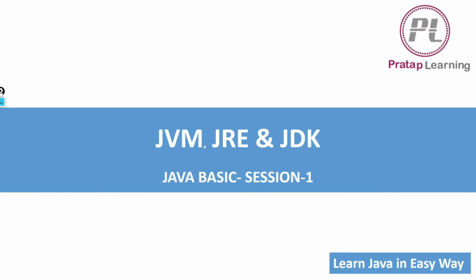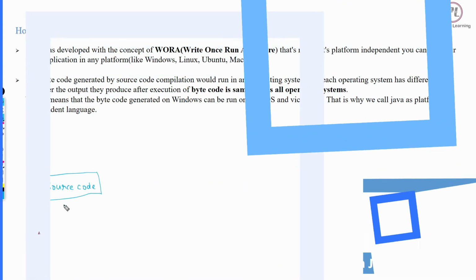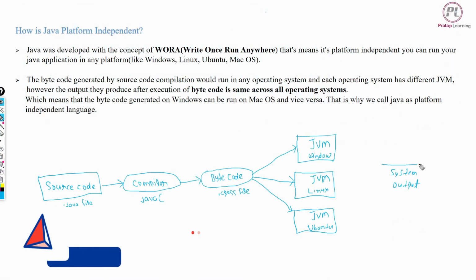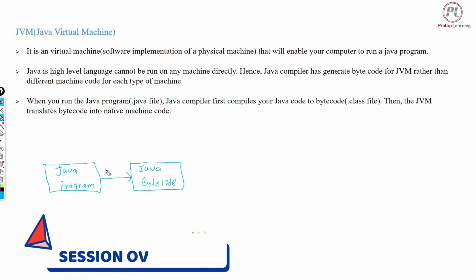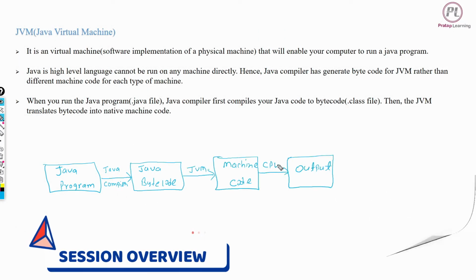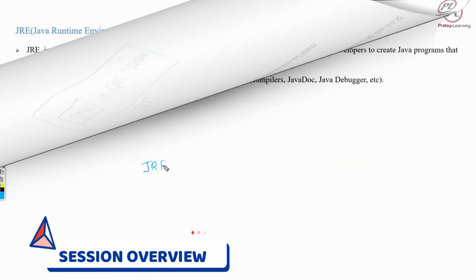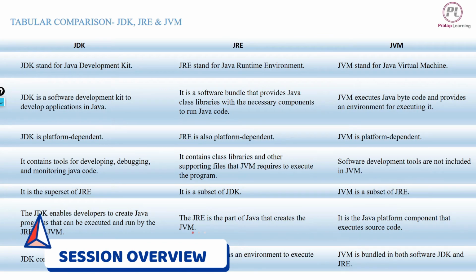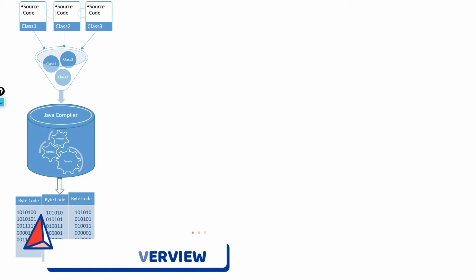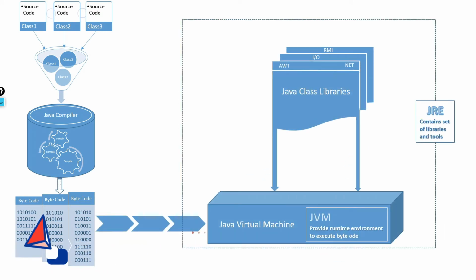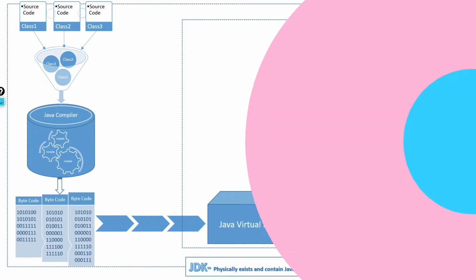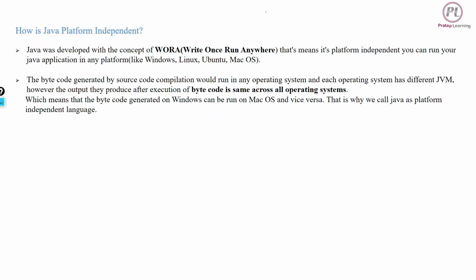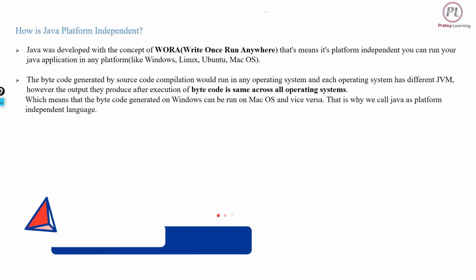So today we will cover JVM, JRE and JDK. In this video we will discuss platform dependency and complete details of JVM and JRE and JDK and the difference between all of them. And in the last we will discuss the complete structure of JDK environment. So we are going to start from platform dependency.